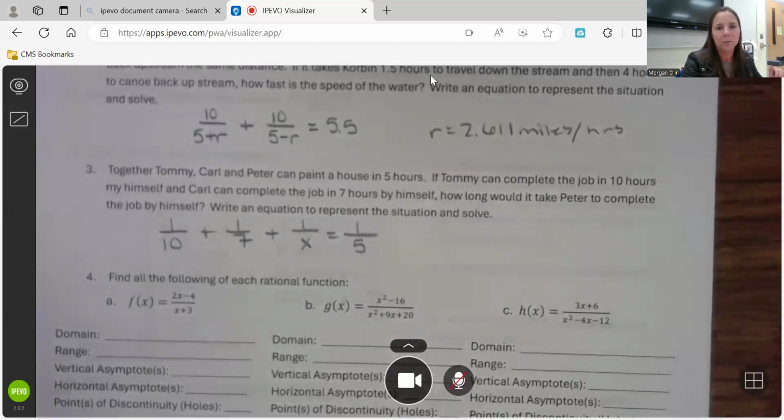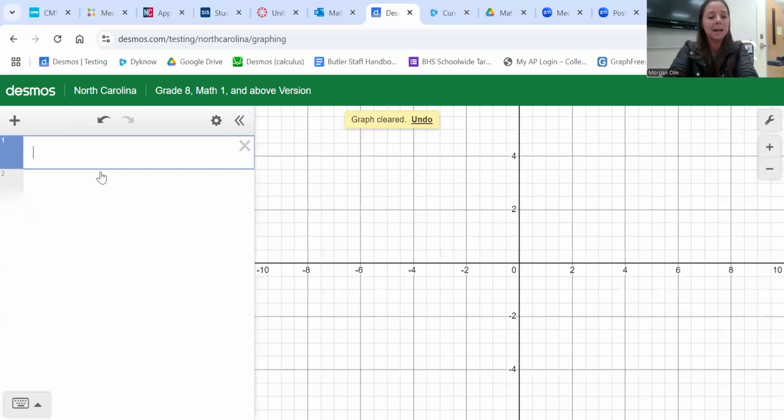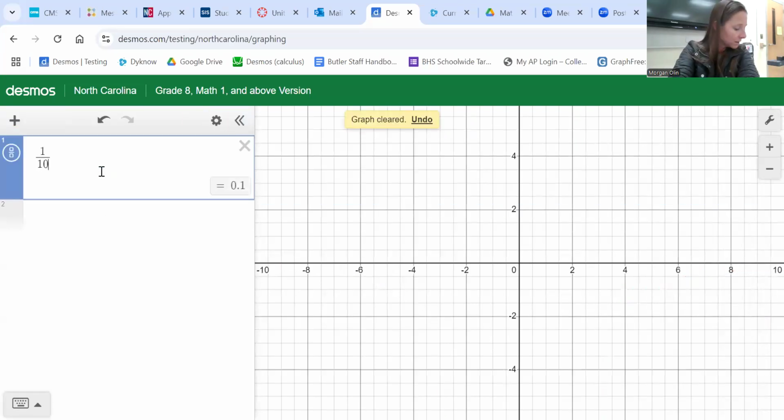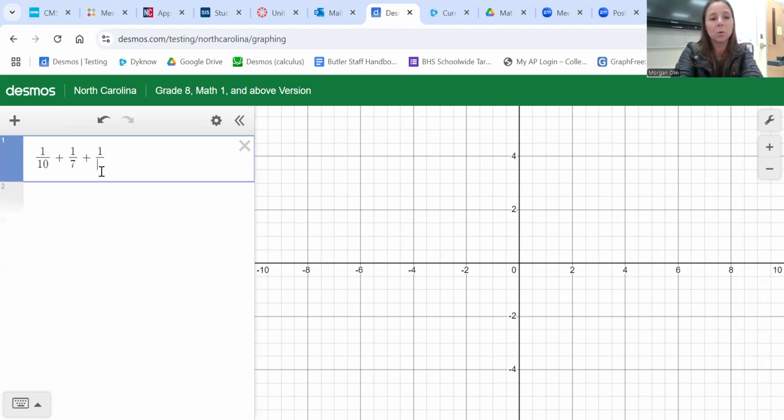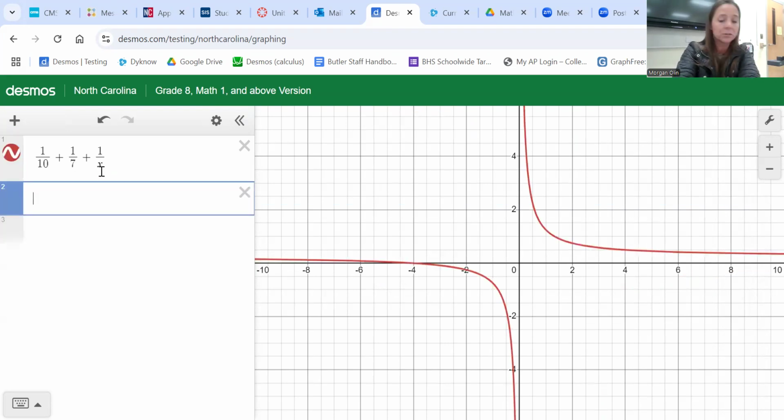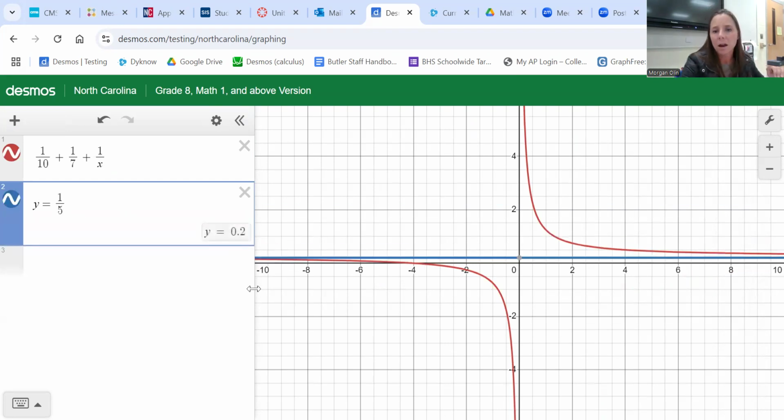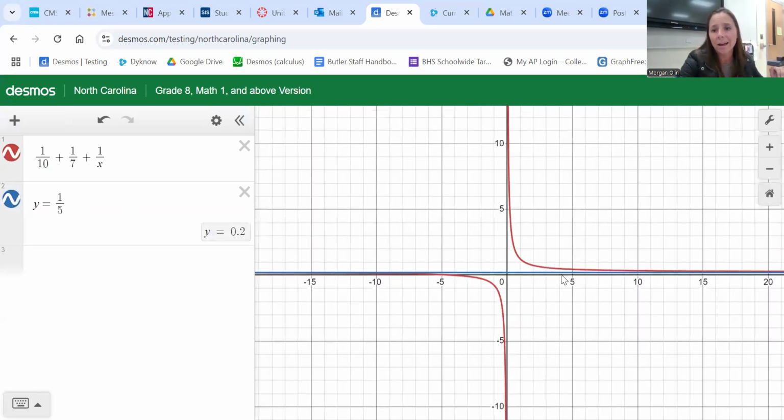So here we go. Grab your Desmos and go plug it in. You should be doing this with us as I do this, not just watching the video. So put one side in, press enter, put the other side. Now 1/5 doesn't have a variable, so I'll put y equals. All right, let's see. Does this intersect at all?